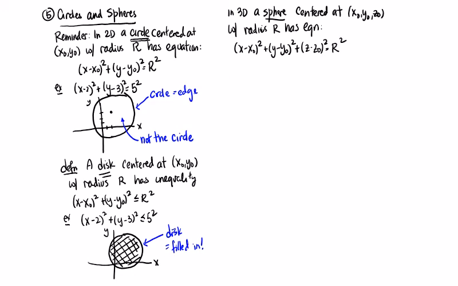Now, let me draw a picture. Let me do one of these. I'm going to start the same, and then we'll do, say, z minus 5 squared, and we'll say it equals 4 squared, like 16. So before we write about a disk, we'll draw this sphere.